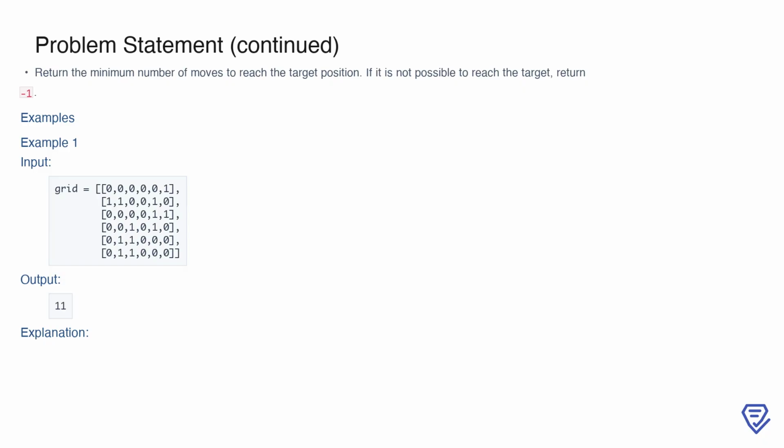Let's explore an example to make this clearer. Consider a grid where the snake starts at the top left corner. The snake must navigate through empty cells and around obstacles to reach the bottom right corner. The output in this situation would be the least number of valid moves, or -1 if the target cannot be reached. For example, in a grid with dimensions 6x6, the minimum number of moves required to reach the target position might be 11, depending on the placement of obstacles.